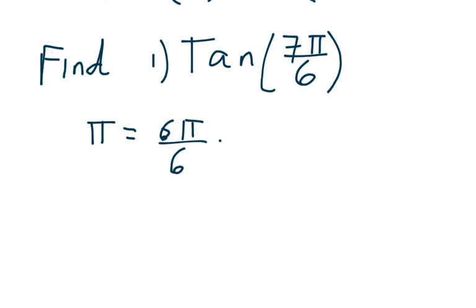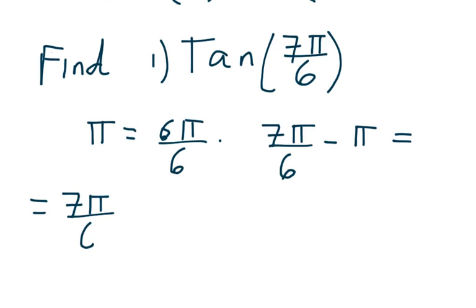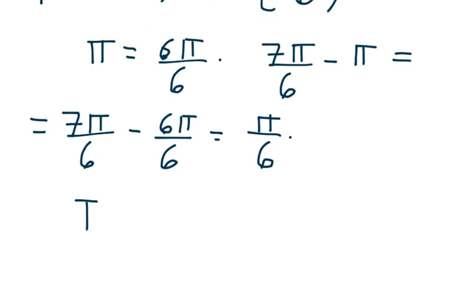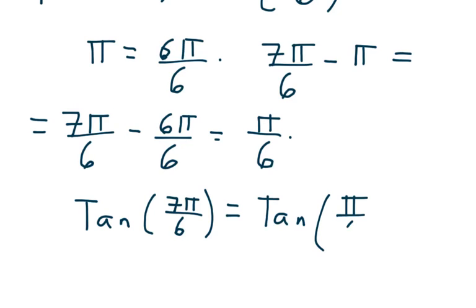And what does that tell us? That tells us that if you take 7 pi over 6 and you subtract pi, that's the same as 7 pi over 6 minus 6 pi over 6. But what is that going to give us? That's going to give us pi over 6. So in other words, tangent of 7 pi over 6 is equal to tangent of pi over 6.